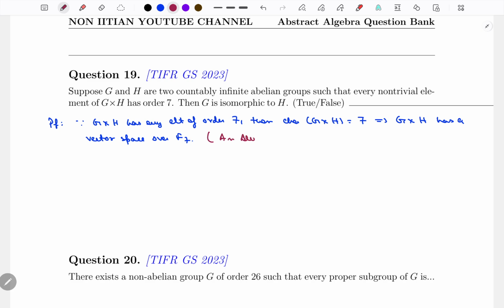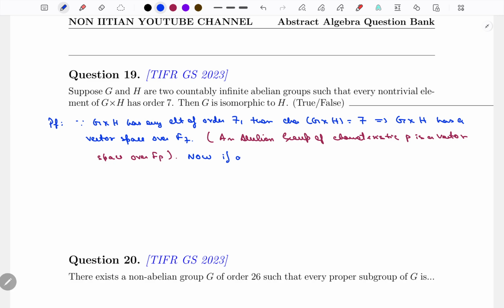So an abelian group of characteristic p is a vector space over Fp by the very natural operations. Now what do I have? Now what should I do from here?